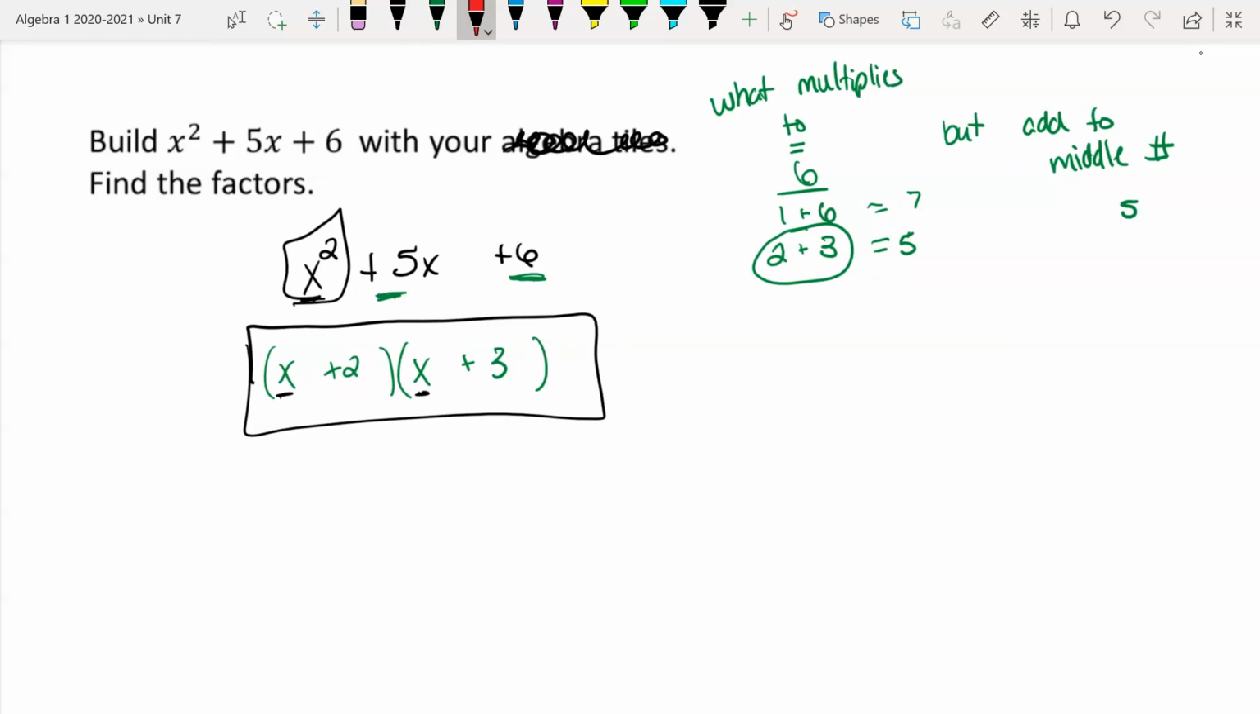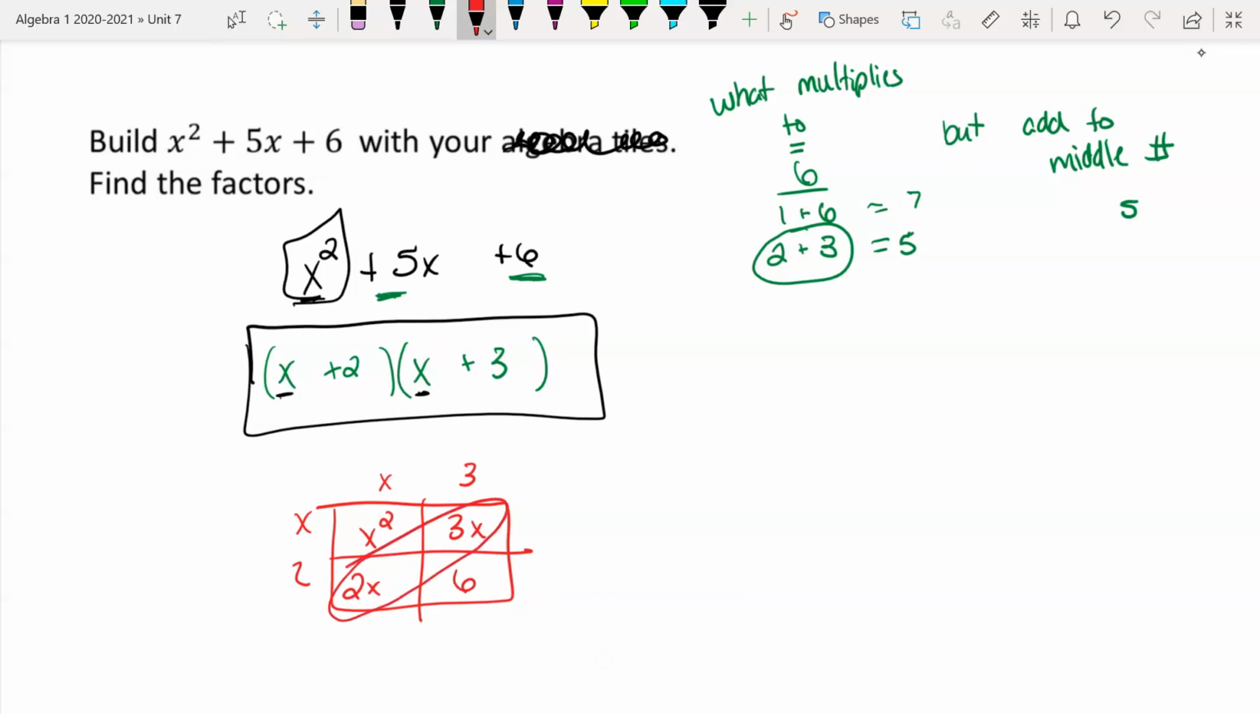Now, could you check your answer? Well, yeah, we could FOIL or do the box method. I'm going to do the box method here. x times x is going to give me x squared. 3 times x is going to give me 3x. 2 times x is going to give me 2x. 3 times 2 is going to give me 6. Then I would combine like terms, and I would get x squared plus 5x plus 6.